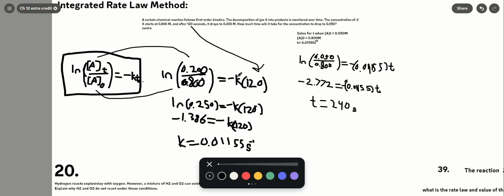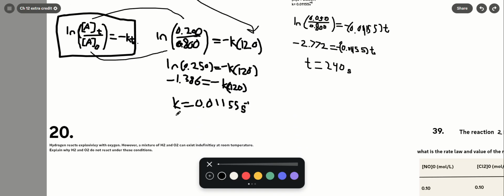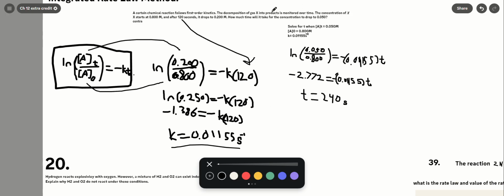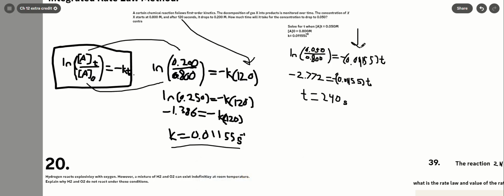In this problem you have to find time, but in order to do that you need to find K, the rate constant, first. So you would solve that, and then you can make a rate law from that. Or if you have a problem like this, then you can use whatever you get here as K to find T.